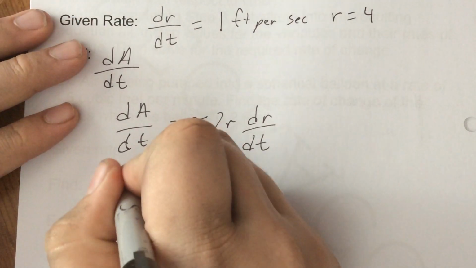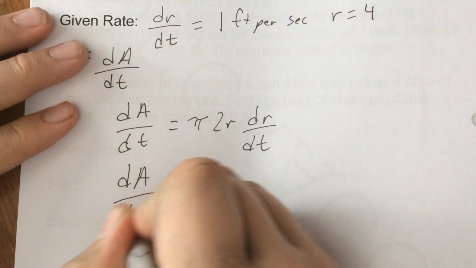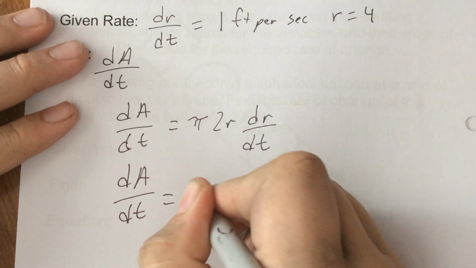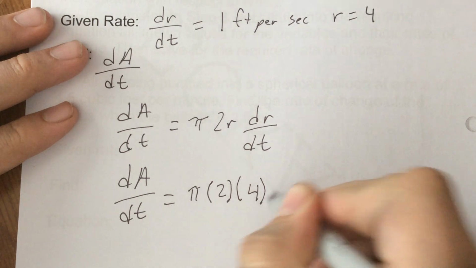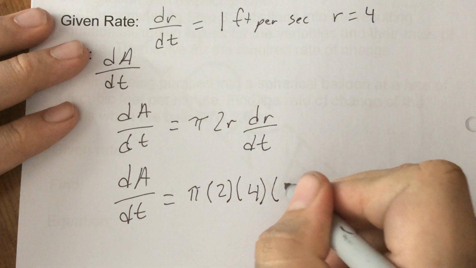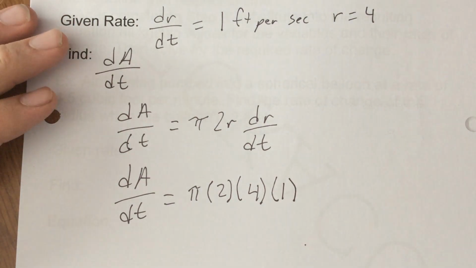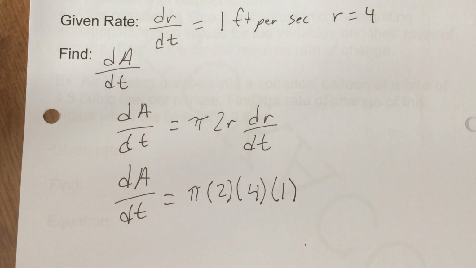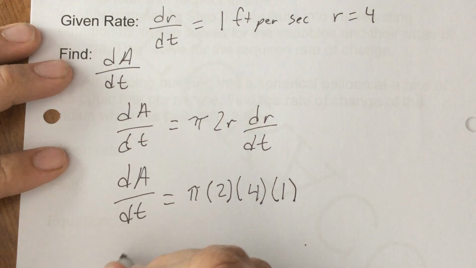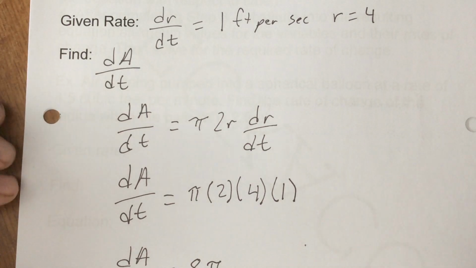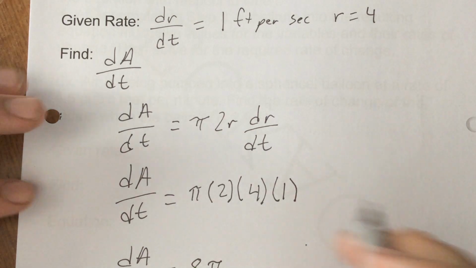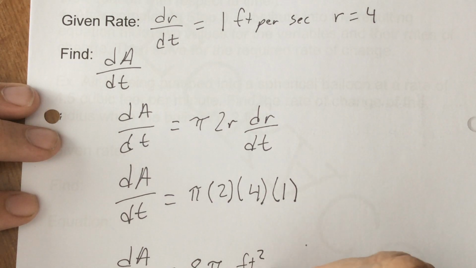So when we put this in, dA/dt is going to equal pi times 2 times our r of 4 times our dr/dt of 1. 2 times 4 would be 8, times 1 would be 8, so we're going to leave this as dA/dt equaling 8 pi. And we're doing area, so that would be feet squared per second.